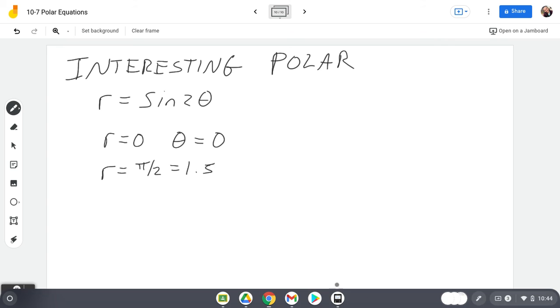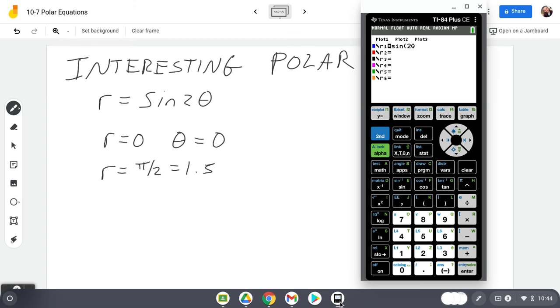Let's go and scroll and see what happens when r is pi over 2, or about 1.5. Oh, I'm not pressing the real trace button. There we go. Sorry. Trace. Let's look for r, which is x. We want to know when r is about 1.2. Keep on going. But you know what? This might not be the best way to look at this.